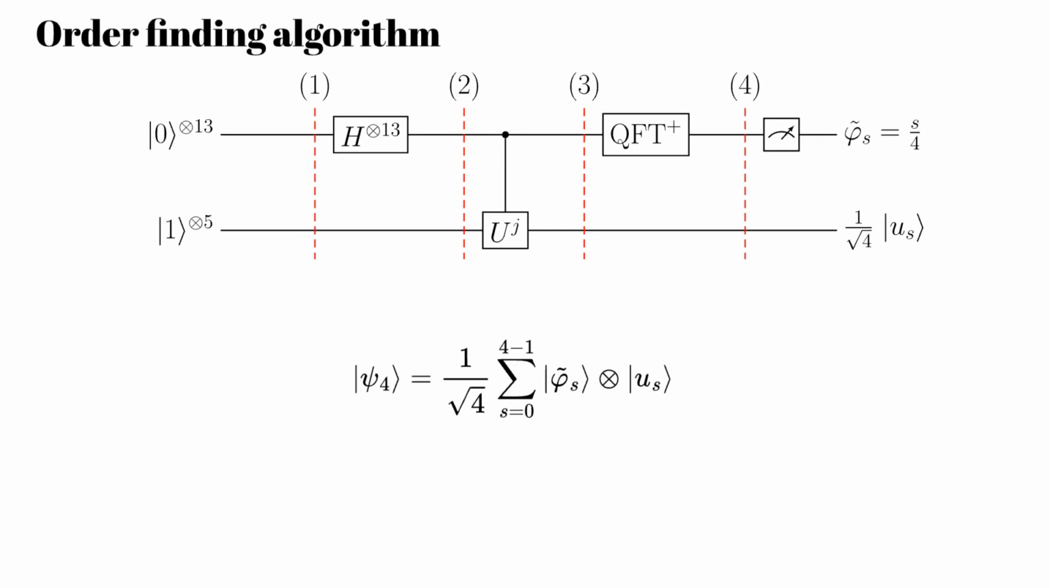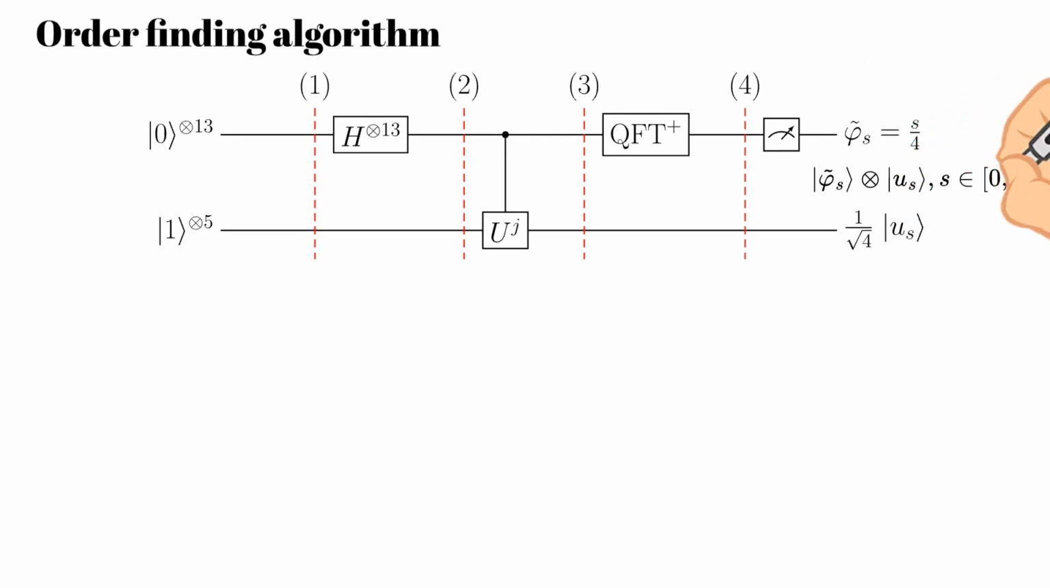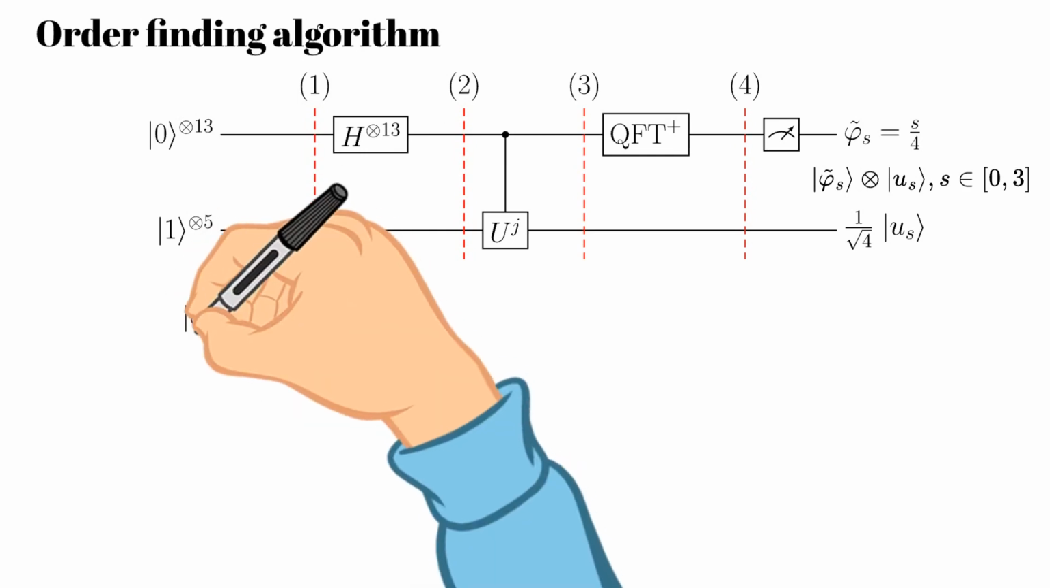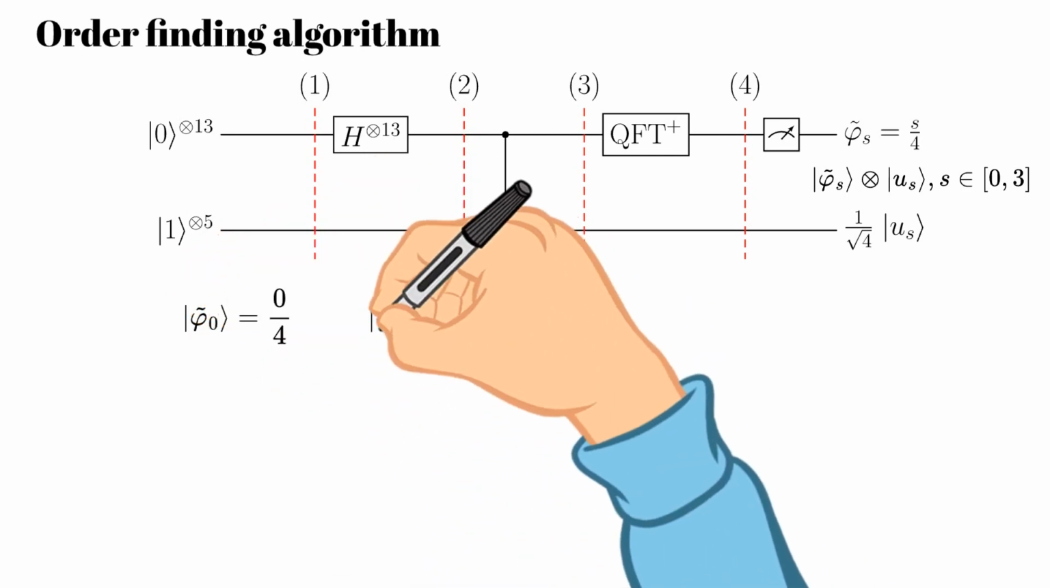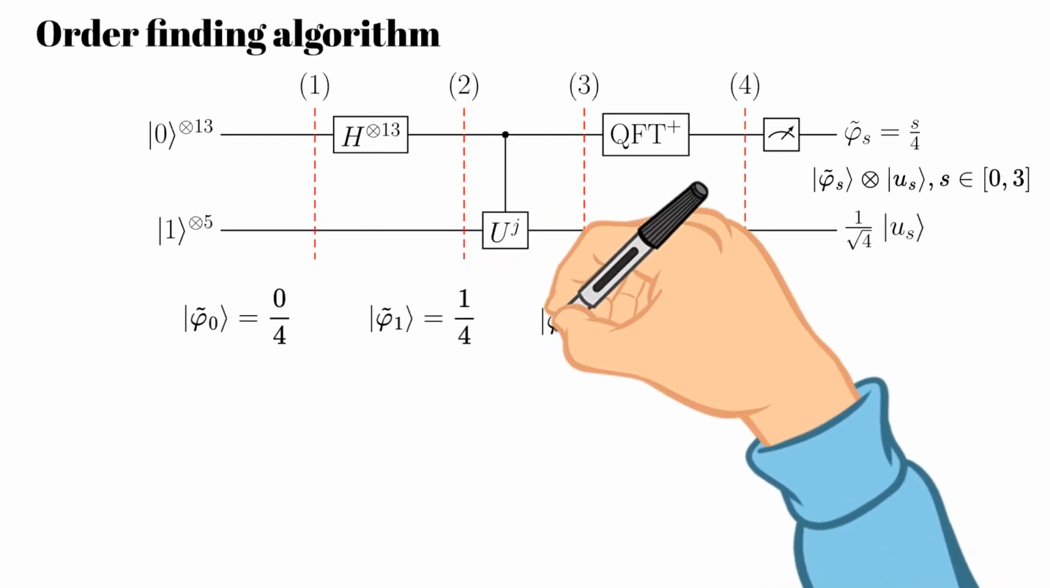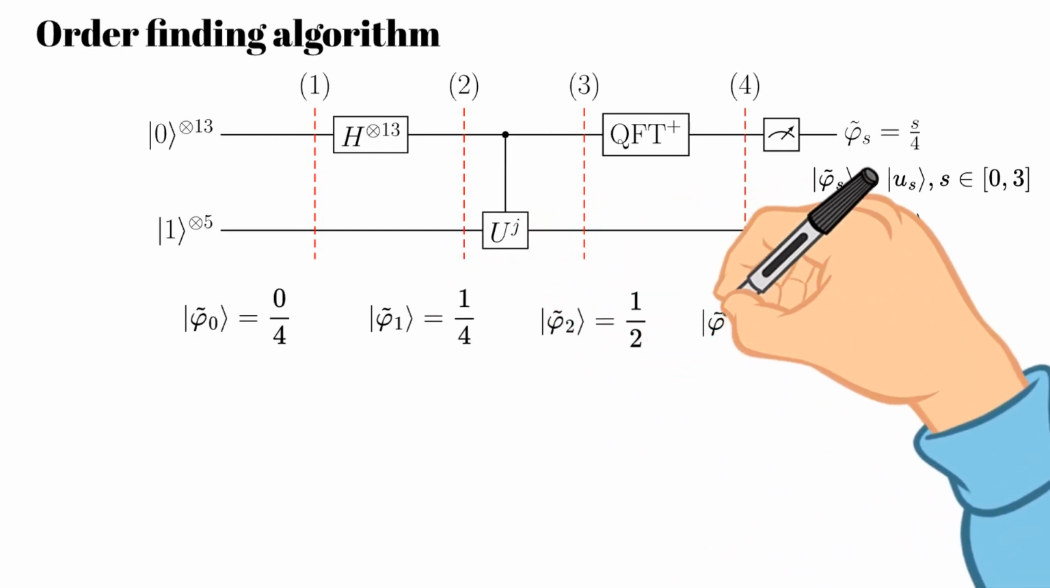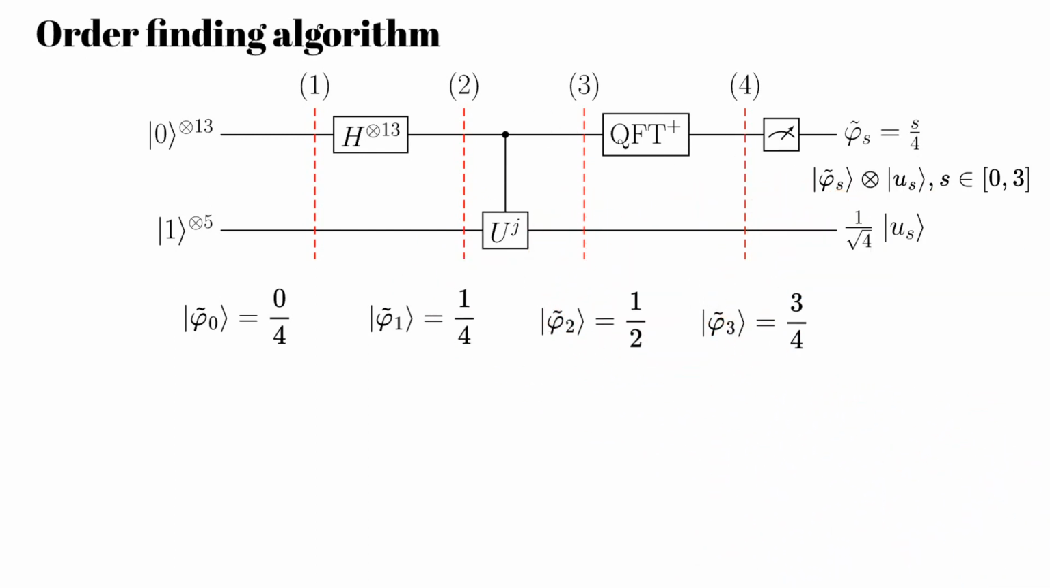Finally, the measurement in the first register takes place after the inverse quantum Fourier transform. This measurement projects the superposition of state psi4 into one of the 4 states tilde phi sub s tensor product u sub s. There are 4 possible outcomes in the first register: tilde phi sub 0 equals 0, tilde phi sub 1 equals 1/4, tilde phi sub 2 equals 1/2, and tilde phi sub 3 equals 3/4. So which result is useful for us?